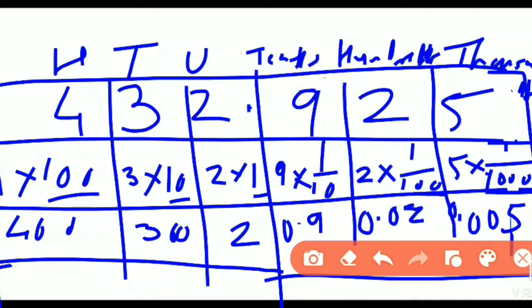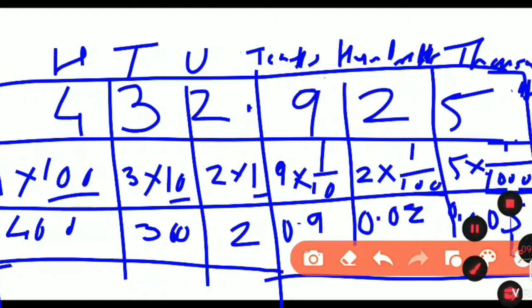And that's why we don't say it that way. 432.925 is the wrong reading of it. So what is the correct reading of it? 432.925. In this way we have to read the number. Okay, have you all understood? I will show you one more example, then we will move towards the exercise.